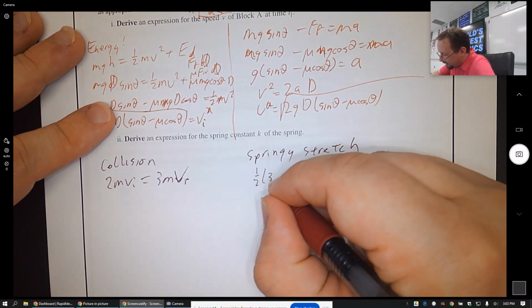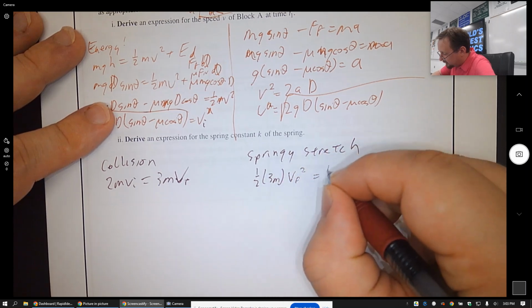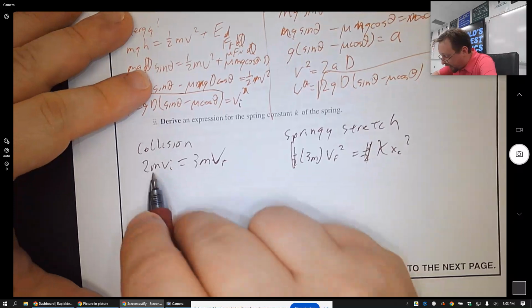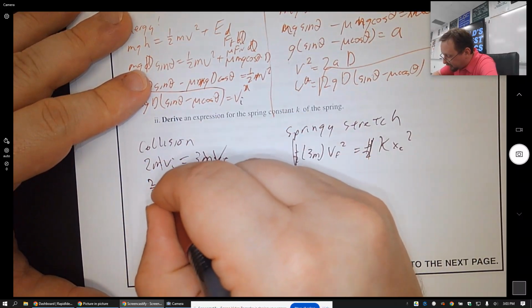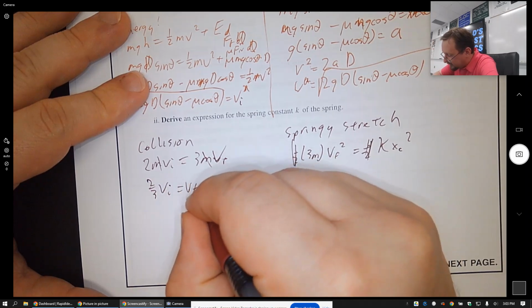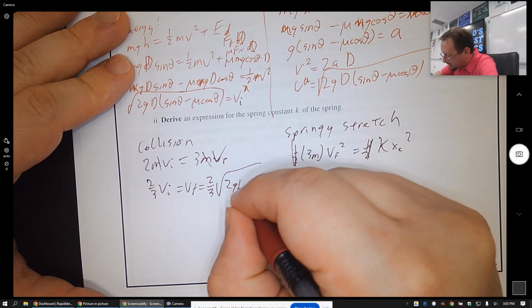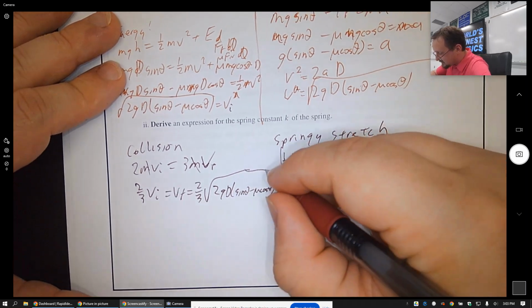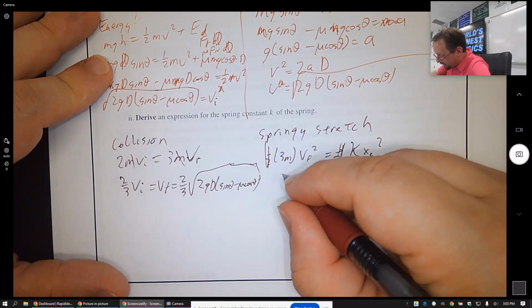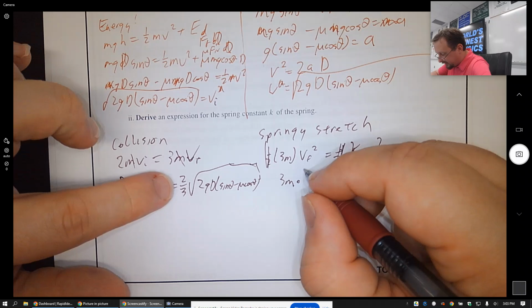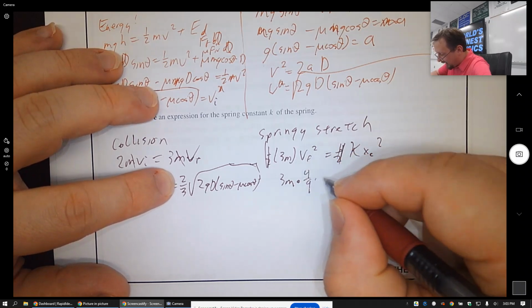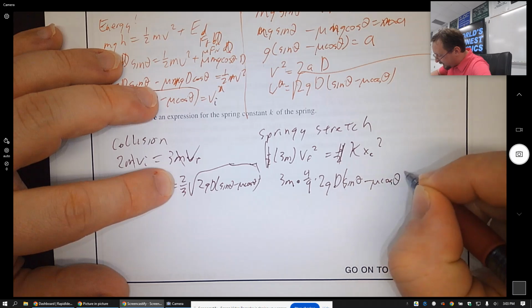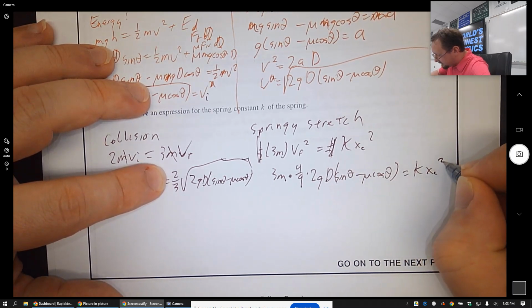It's going to be 1/2 of 3m times v final squared becomes 1/2 k xc squared. The 1/2s can cancel out. Okay, so the v final is going to be 2/3 the v initial. So that's going to be 2/3 of radical 2gD sine theta minus mu cosine theta. Okay, does that make sense? Okay, now over here, we're going to say 3m times this squared. 4/9, 2gD sine theta minus mu cosine theta is equal to k xc squared.